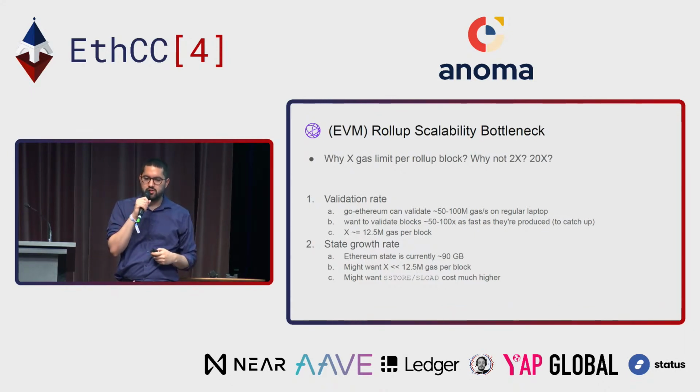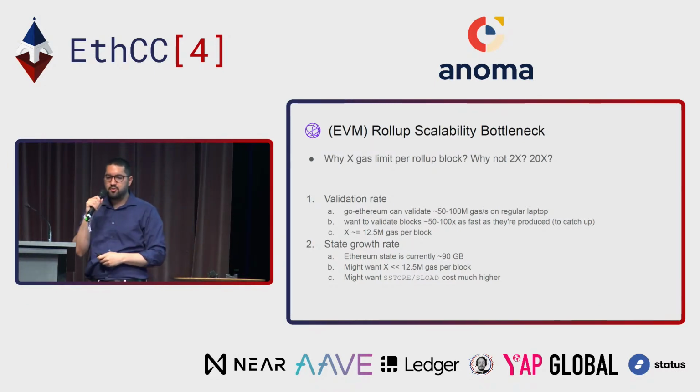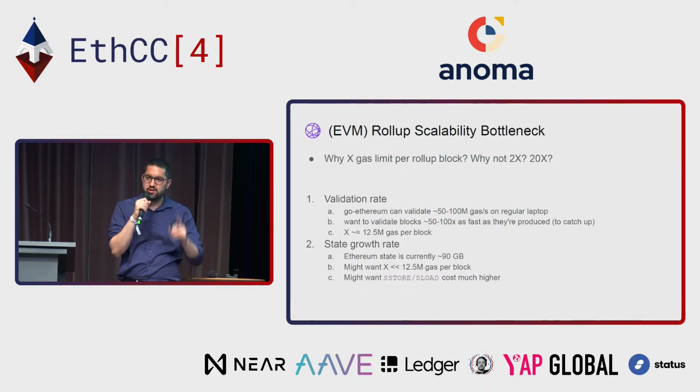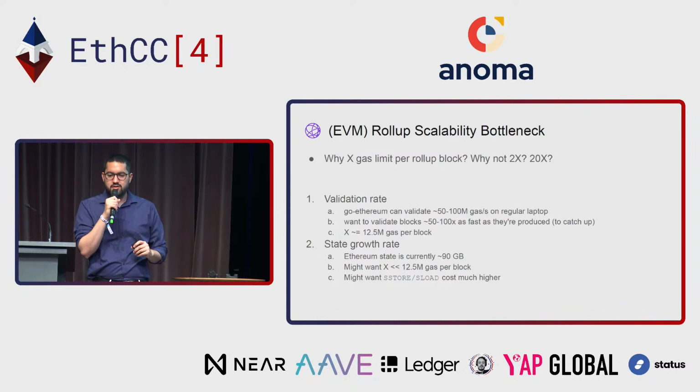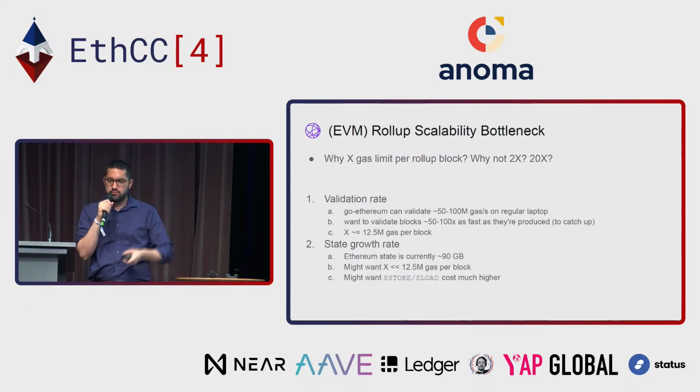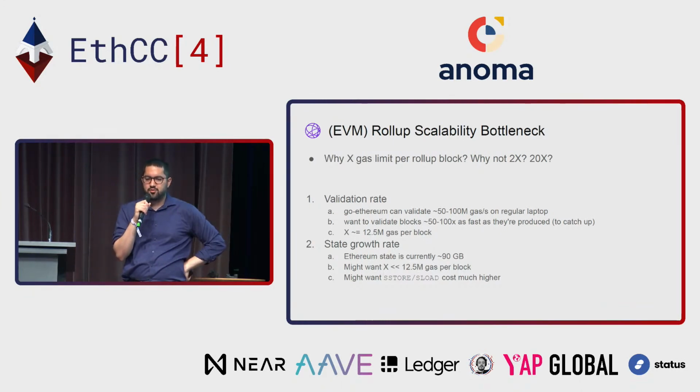Right? Okay, so you have an EVM rollup. It just takes Go Ethereum, puts it in a rollup. Right? Go Ethereum has not changed. It can validate 50 to 100 million megagas per second on a laptop, just like before. We want to validate blocks at the same rate, just like before, because we keep decentralization, right? We don't want to hurt decentralization. So you want to validate blocks 50 to 100 times as fast as they're produced to, again, catch up to the tip of the rollup. So this gives us an X of 12.5 million gas per block, which is the same as Ethereum, right?